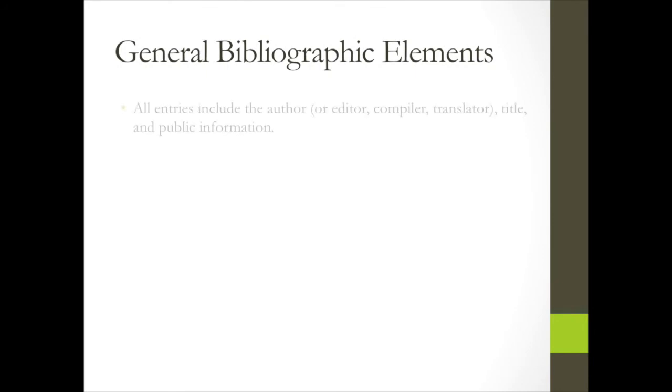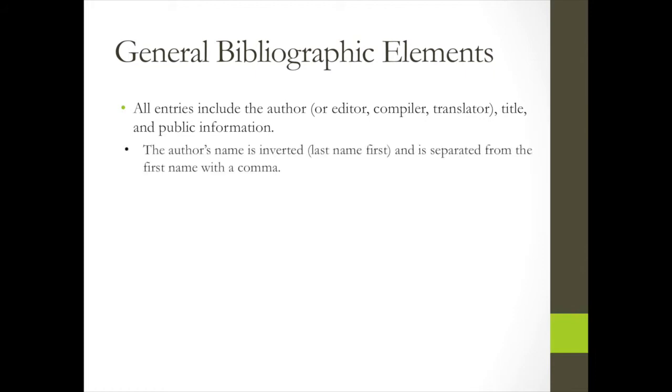Turning now to general bibliographic elements. All entries in your bibliography will include the author, or failing that, the editor, compiler, or translator, the title of the work being cited, and the publication information. The author's name is inverted, so the last name will come first, and it is separated from the first name with a comma.